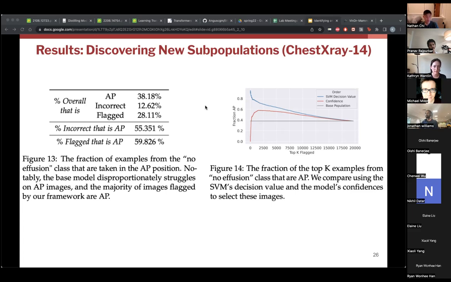And moreover, the SVM also selects these AP examples much more consistently if you look at the ordering chart that we've seen before as well. So it's better able to pick up on those than the confidence method. So yeah, that was my last slide for this. Thank you.